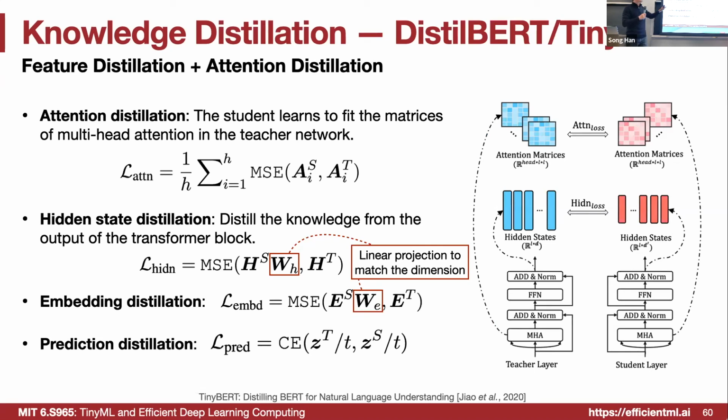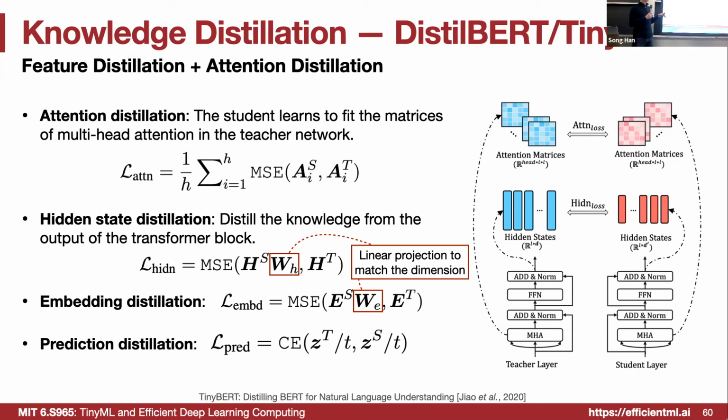So let's look at this slide, which is the famous DistilBERT, right? So we can distill the attention, of course, right? The student learns to fit the matrix of the multi-head attention as the teacher network, trying to match their attention matrix between the teacher and the student. Number of heads, token size times the token size. Okay. What else can we try to match?